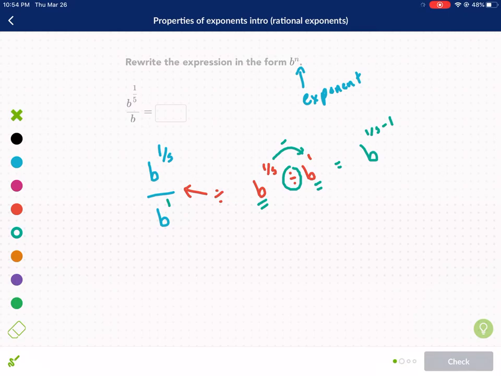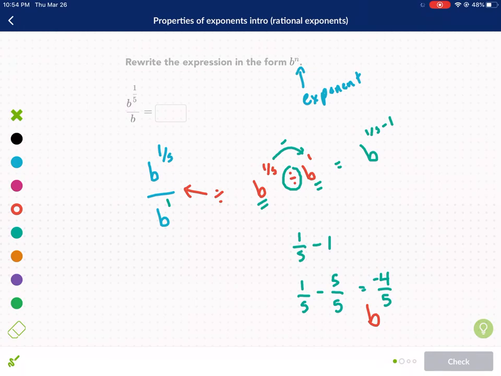So now we just need to do 1 over 5 minus 1. Hopefully we remember how to add and subtract fractions. I'm going to first change the fractions so that the denominators are the same. 1 is the same thing as 5 over 5. 1 minus 5 in the top gives me negative 4. We keep the denominator the same, so it's negative 4 over 5. Keep in mind we are raising b to that power. So the answer is b to the negative 4 over 5 power.